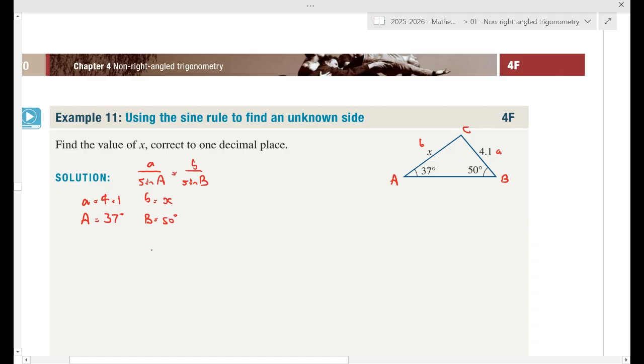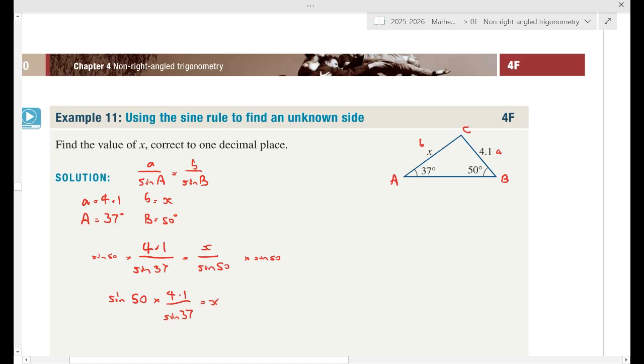We can then substitute that in. So we get 4.1 over sine 37 equals X over sine 50. And so we want X on its own. To do that, we need to get rid of the sine 50 off the bottom of a fraction. We do that by multiplying both sides by sine 50. And we end up with sine 50 times 4.1 over sine 37 equals X. And I'm sorry that my S's do look like fives. You'll have to bear with me.